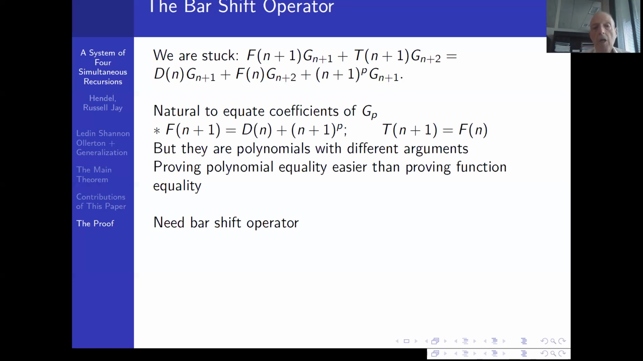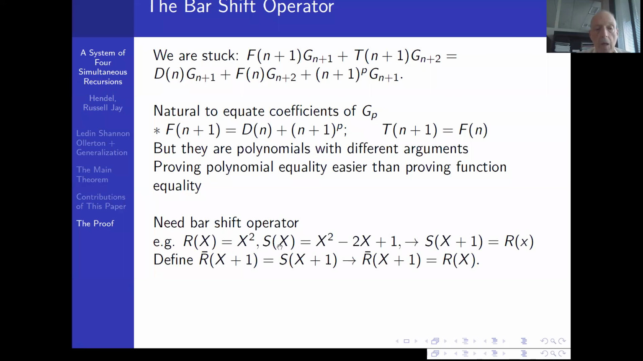function equality. So I want to make this starred equation into an equation where the D_n and the F_n have the same argument of n plus 1. So I need a little shift operator, and I'll do it by example. I think that's easiest. Suppose R(x) is x squared. It's a polynomial. Now let's look at the polynomial S(x) is x squared minus 2x plus 1. So I hope it's obvious that S(x+1) equals R(x).